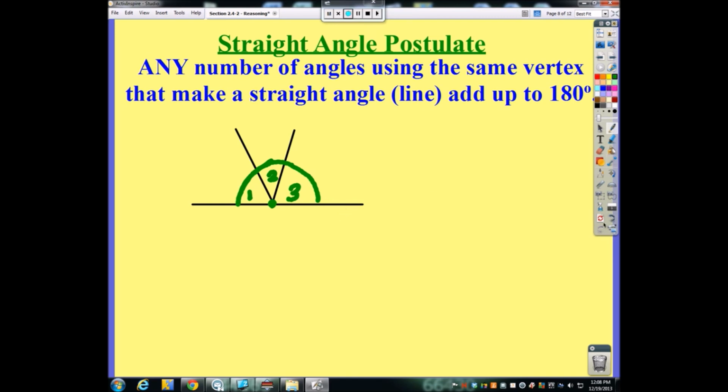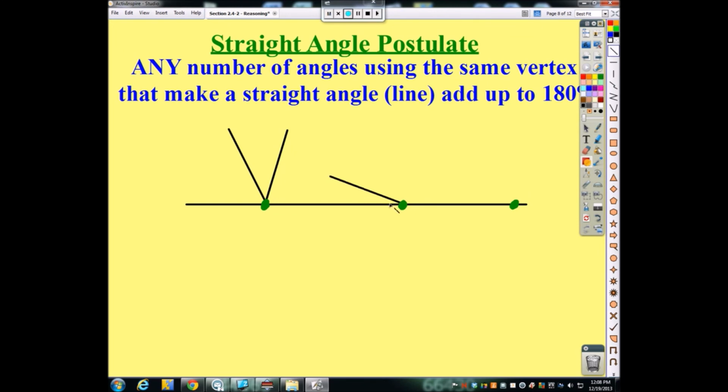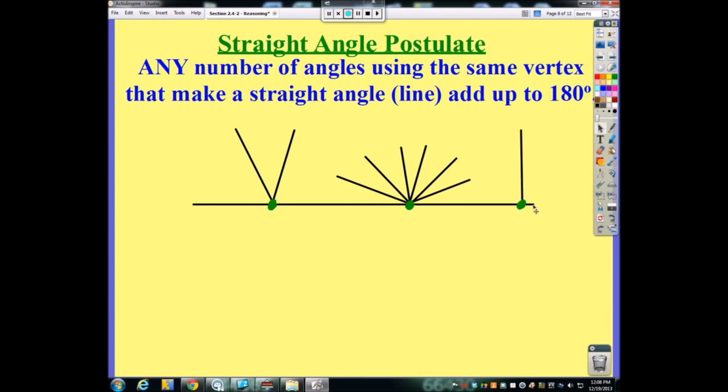Now a very common misconception is, let me extend this line here, be a little bit longer, if I have multiple vertices on the same line. Let's say I have three vertices. Let's make this one have lots of rays coming out from that one vertex. And let's just have this one have one. And let me make this guy just a smidge bit longer. Okay, so if I had angles 1, 2, 3, 4, 5, 6, 7, 8, 9, 10, 11, and 12.